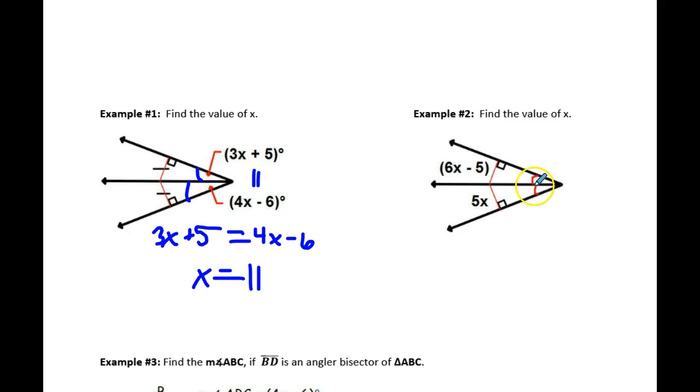Alright? These two lines here tell me that this is an angle bisector of this angle. And because I'm looking at the perpendicular segment, that means that these distances must be congruent. And therefore 6x minus 5 must be equal to 5x. So if 6x minus 5 is equal to 5x, then that means x equals positive 5.